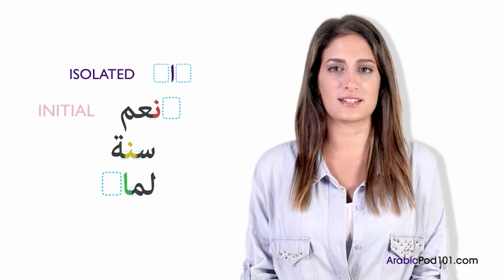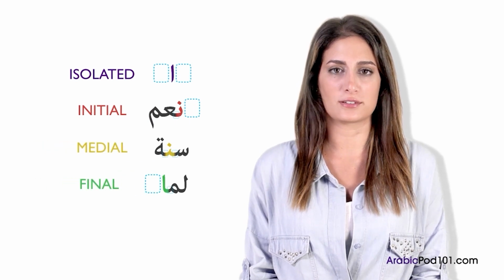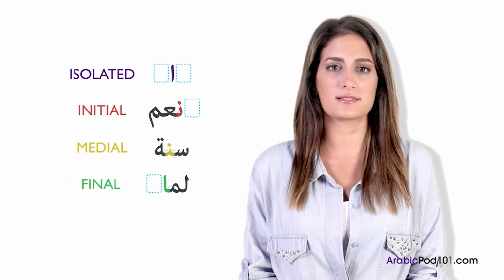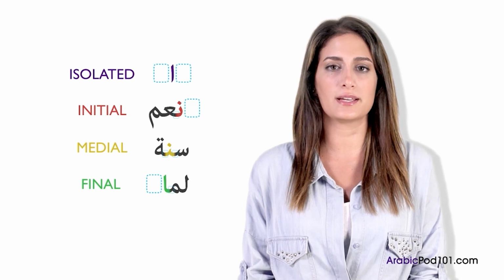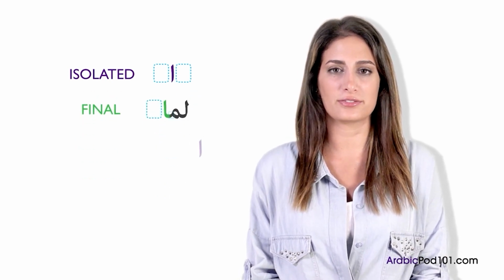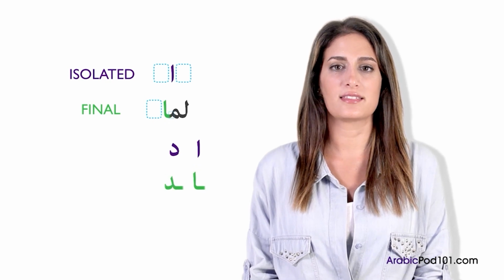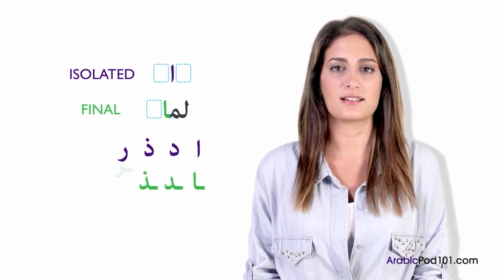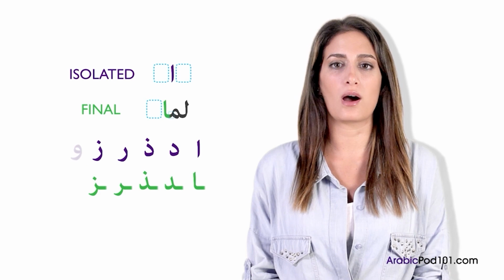Letters of the Arabic alphabet have four ways to connect to the letters before and after them: isolated, initial, medial, and final. However, there are letters that don't follow that rule and only have two forms of connection. They are alif, dal, dhal, ra, zain, waw. Now let's review the letters we've learned so far.